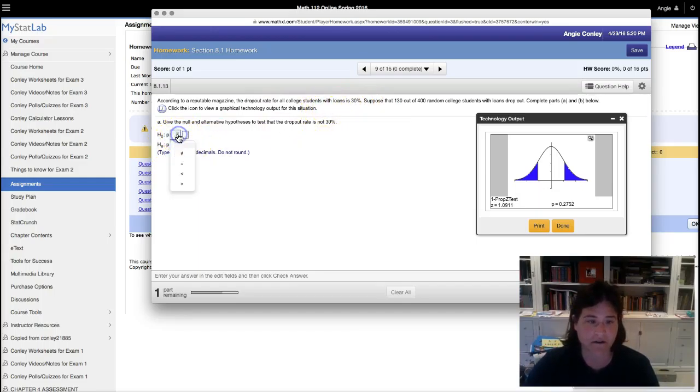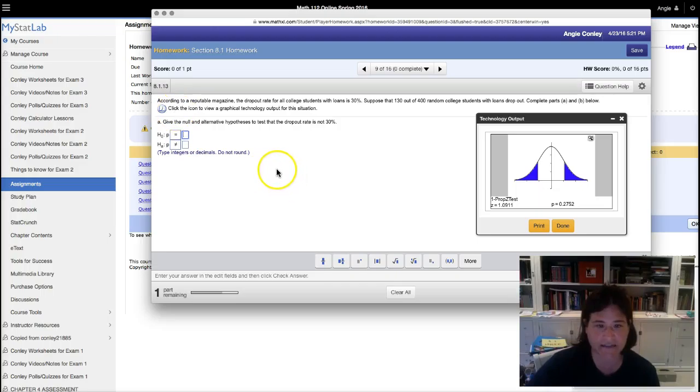So I know on the screen here, all you have to do is click the equal sign or the not equal sign. The question says to test that the dropout rate is not 30%. So I'm going to push not equal to. Again, it makes it a little easier for you. And I'm just going to put the 0.3 in here and the 0.3 in here as well. But you also are responsible for coming up with these p's.